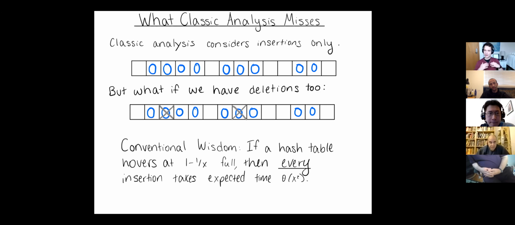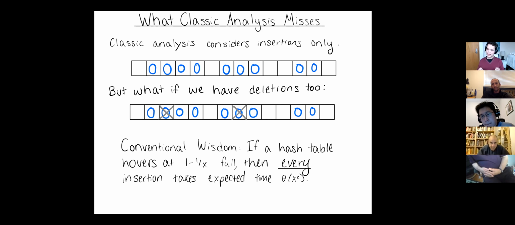First of all, I'm not claiming that the classical analysis is wrong. The classical analysis is right, but its scope is a little bit more restricted than you might first imagine. In particular, the classical analysis is considering an insertion-only workload. So you start with an empty hash table, you fill it up to be a 1 minus 1 over x fraction full. But in some sense, that's not the problematic case, because yes, the final insertion is going to be slow in expectation, but the vast majority of your insertions were performed at much lower load factors. And so the amortized cost of all your insertions is only order x per insertion.